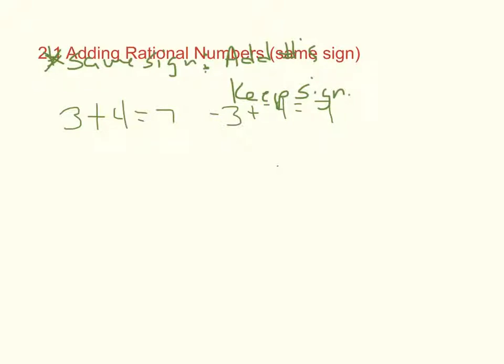So let's try negative 21 plus negative 5. And how about 5 plus 100? Shouldn't be too big of a stretch. Go ahead and pause the video, and I'll show you the answers in a second.